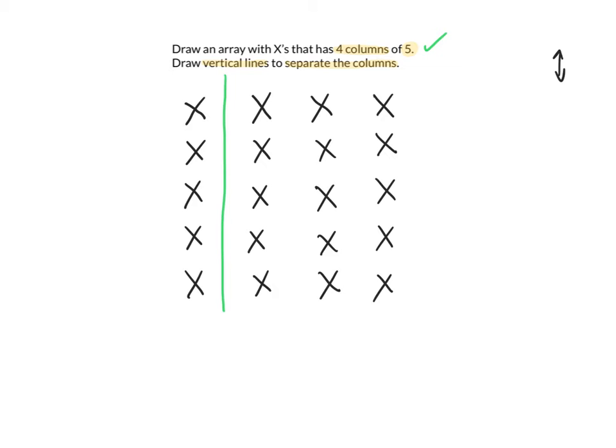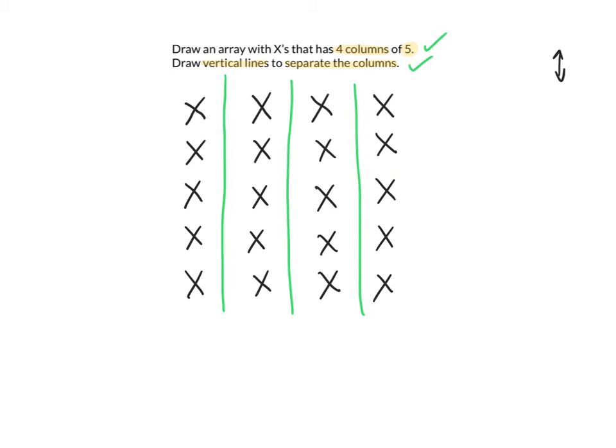And now it's like there's an imaginary wall separating this column from this column. So I need to do that for my other ones. Okay, you could leave it like that, and that is complete. Okay, so I now have my 4 columns separated, and I was able to create the 4 columns of 5.